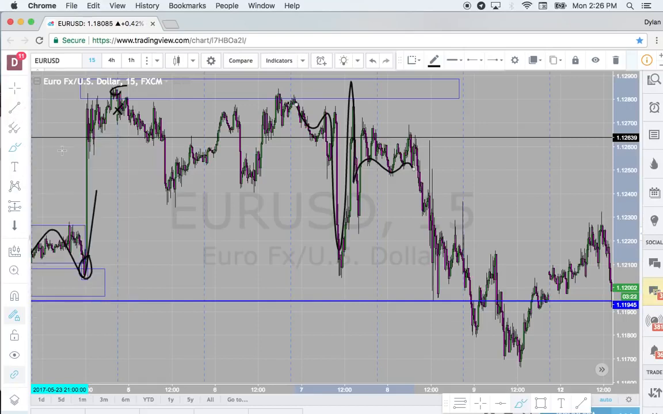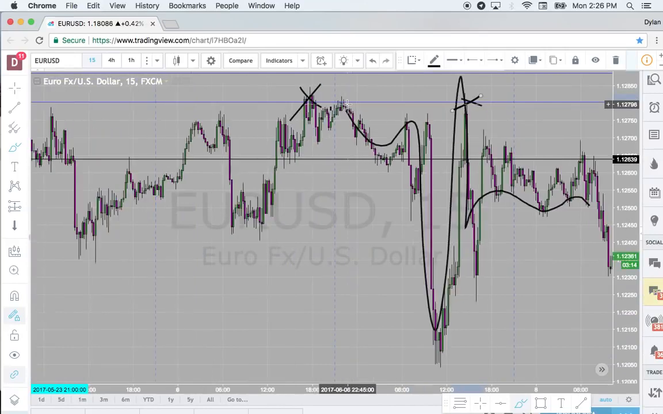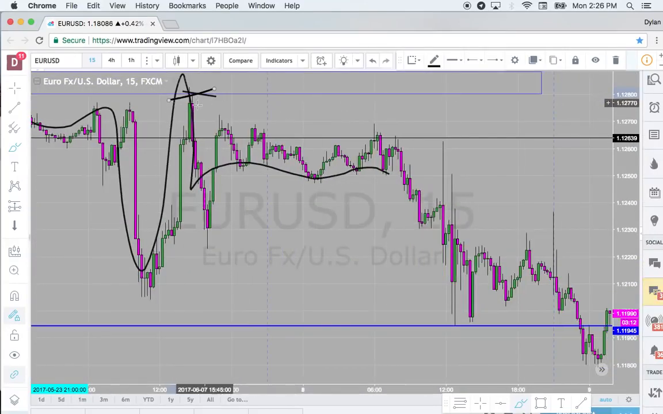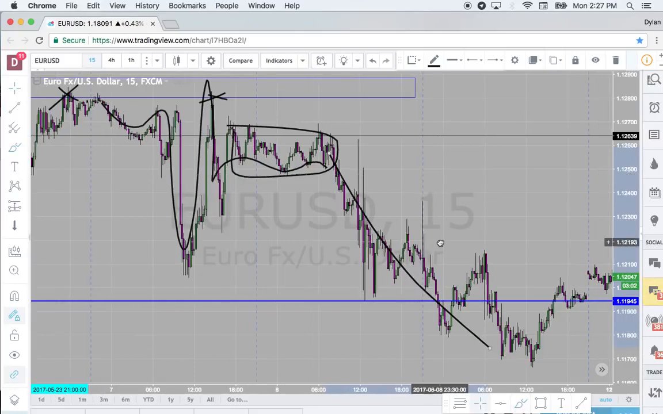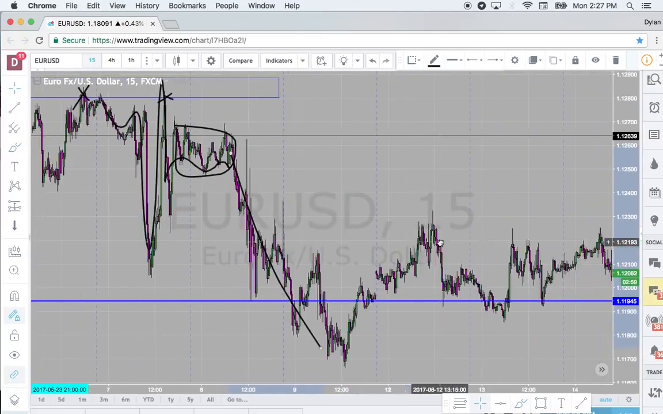So this high was worked and worked and worked for liquidity, and then one last time it was tapped for liquidity at that news event, and then the consolidation occurred, the market cooled down, and then we can see the shift out of that zone.